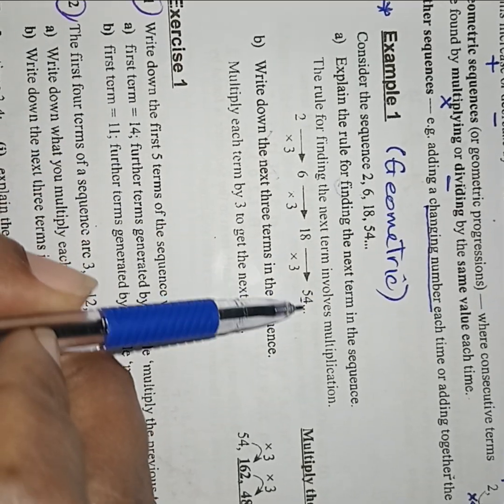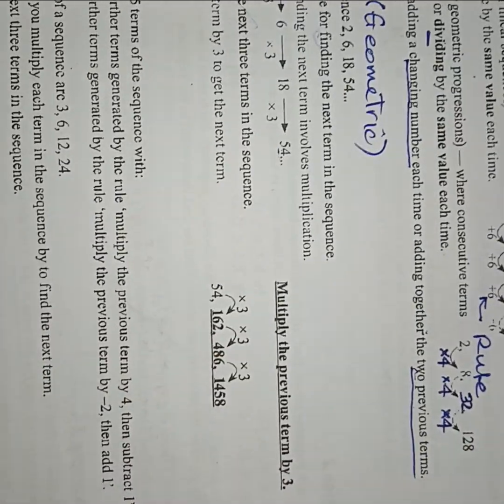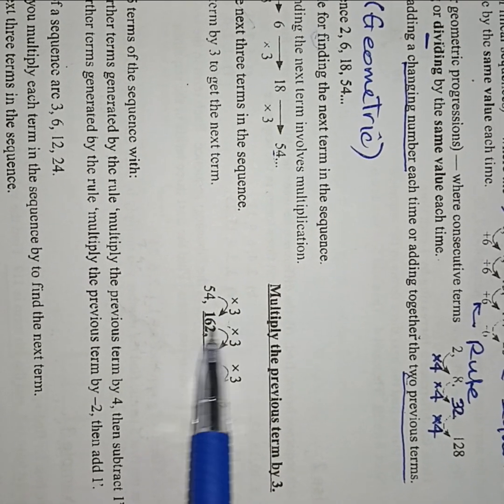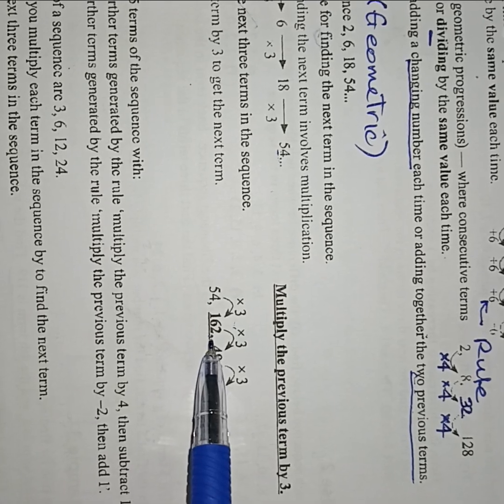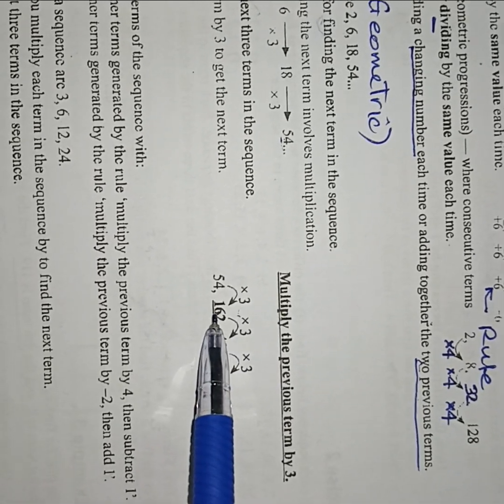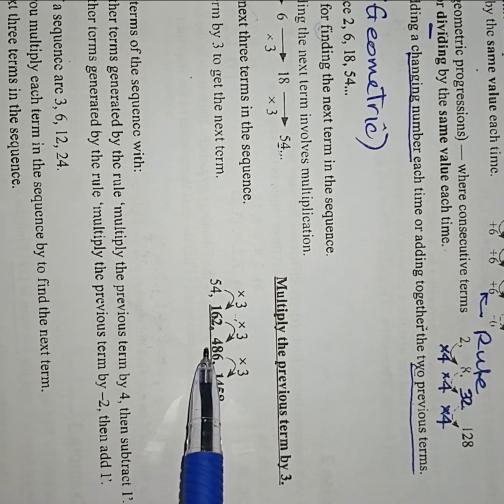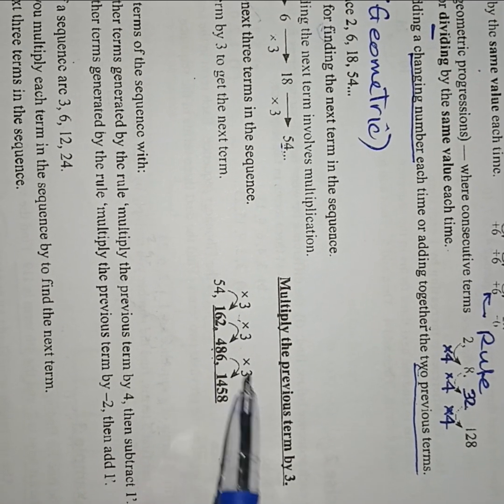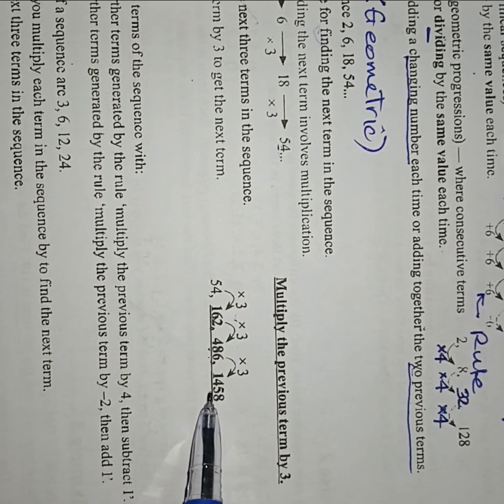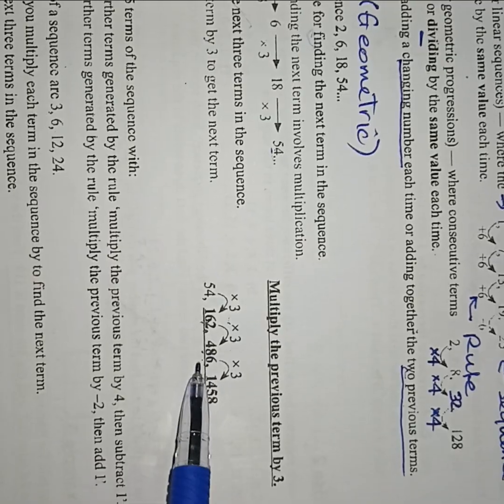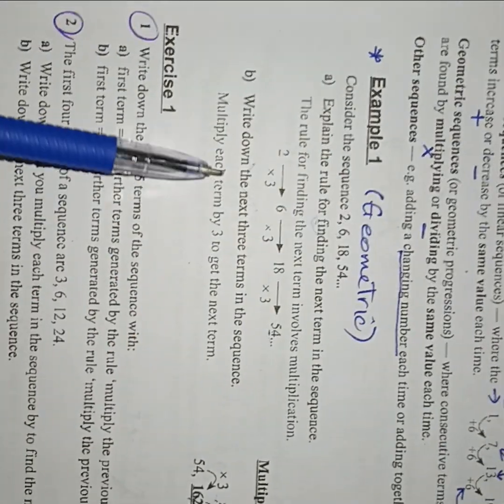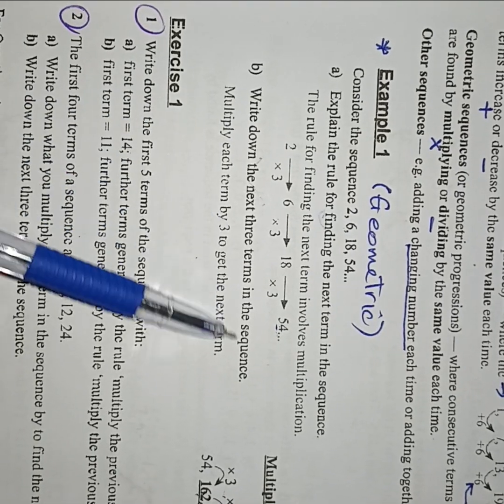We stopped at 54, so we continue the sequence. 54 times 3 gives 162. You can calculate and confirm the numbers. And 162 times 3 gives the next term 486, and 486 times 3 gives 1458. These are the next 3 terms to our sequence as per our instruction.